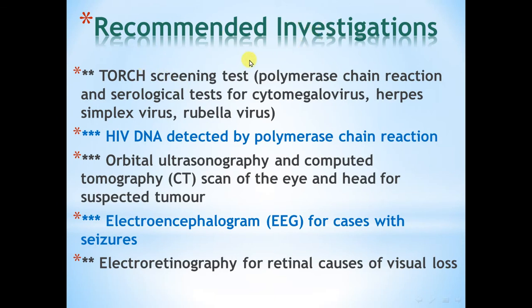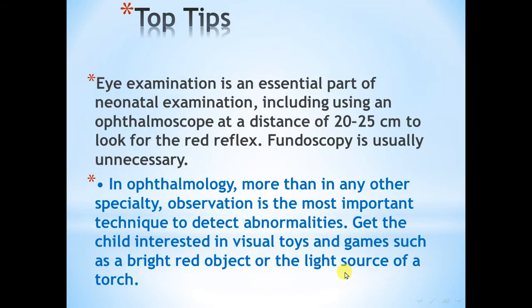Recommended investigation: TORCH screen test with PCR and serological test for cytomegalovirus, herpes simplex virus, and rubella virus. HIV DNA detected by PCR. Orbital ultrasound and CT scan for eye and head for suspected tumor. EEG for cases with seizure. Electroretinography for retinal causes of visual loss.